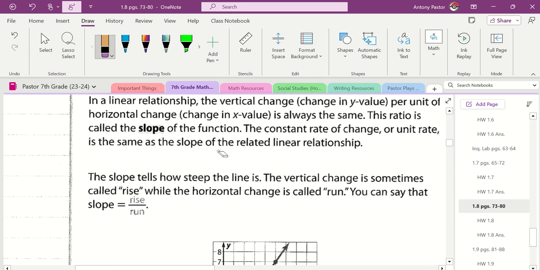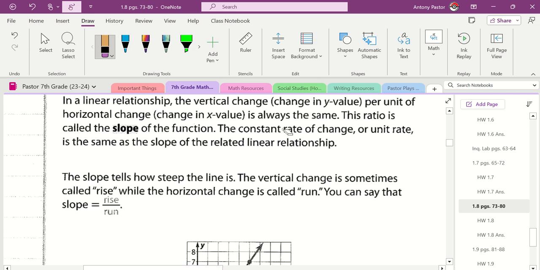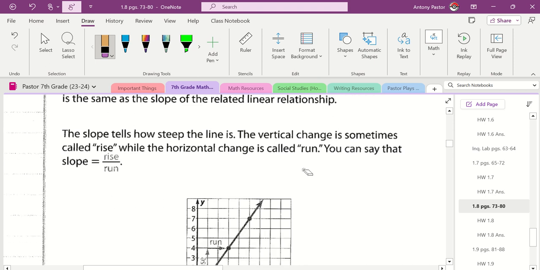In a linear relationship, the vertical change in y value per unit of horizontal change in x value is always the same. This ratio is called the slope of the function. The constant rate of change, or unit rate, is the same as the slope of the related linear relationship. The slope tells how steep the line is. The vertical change is sometimes called rise, while the horizontal change is called run. You can say that slope equals rise over run.